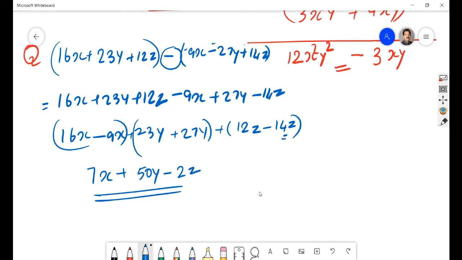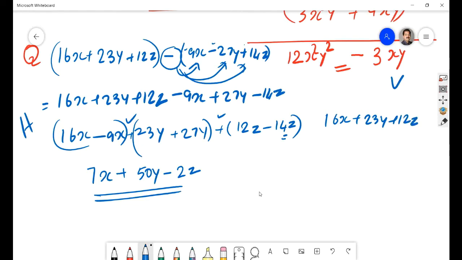So here is changing the sign of all the terms inside to remove the bracket. Then do the operation of addition. Here you can see the addition. Now this is horizontal arrangement. If you go to vertical arrangement, as I told you before, it is quite easy. Your first expression is 16x plus 23y plus 12z, right? And the second expression is 9x minus 27y. Am I right? Yes, plus 14z.